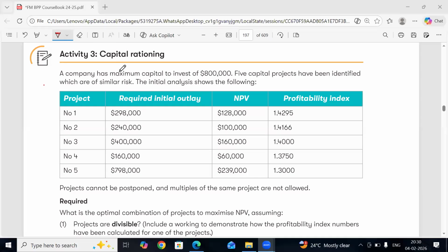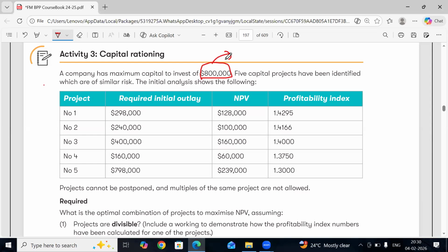A company has maximum capital to invest of 8 lakhs. That means you can understand that this is capital rationing. They have shortage of capital.